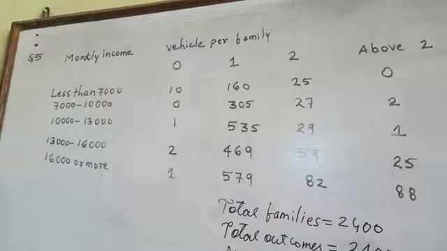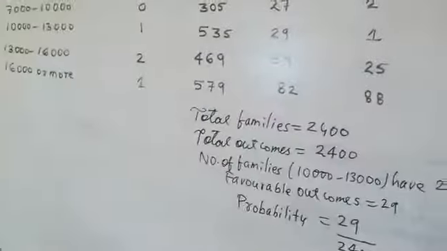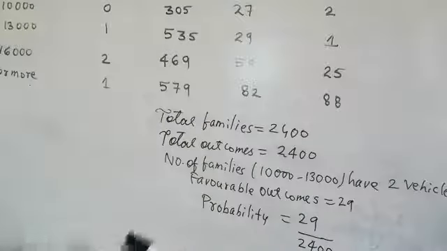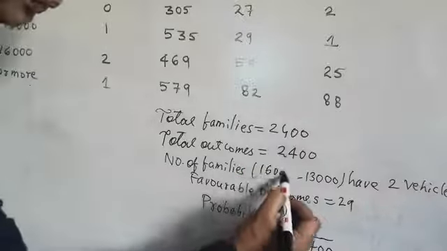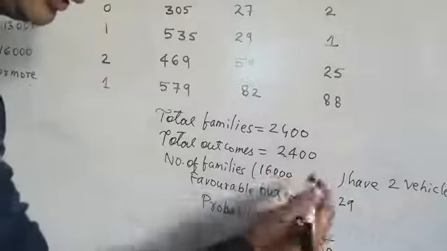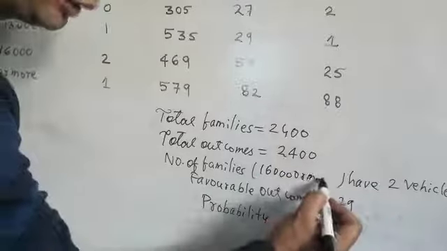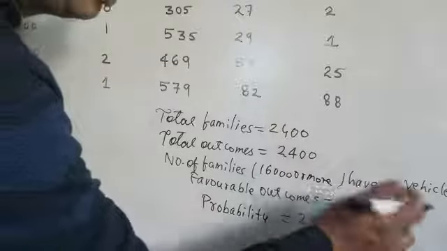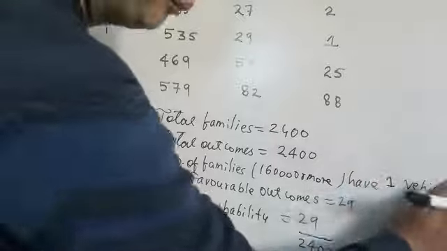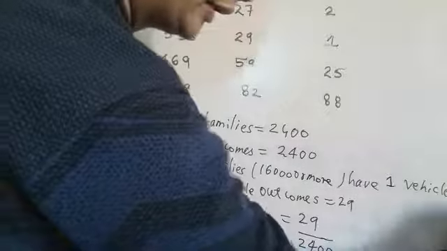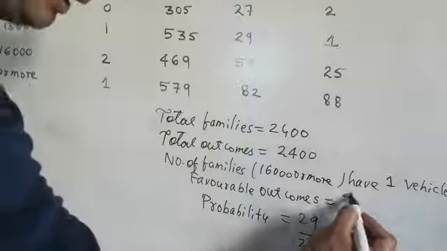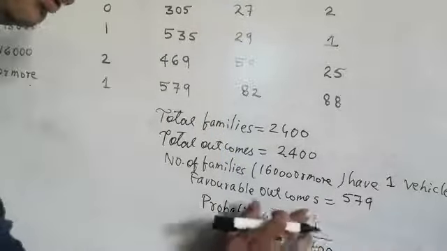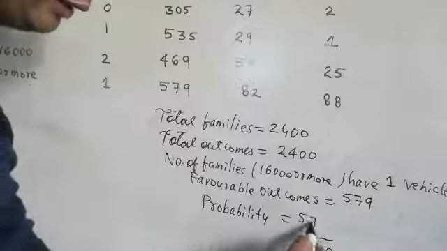Total will be 2,400. We only have to change the steps here. So we write: 16,000 or more is the monthly income, and having only one vehicle, such families are 579. So our favorable outcome will be 579.